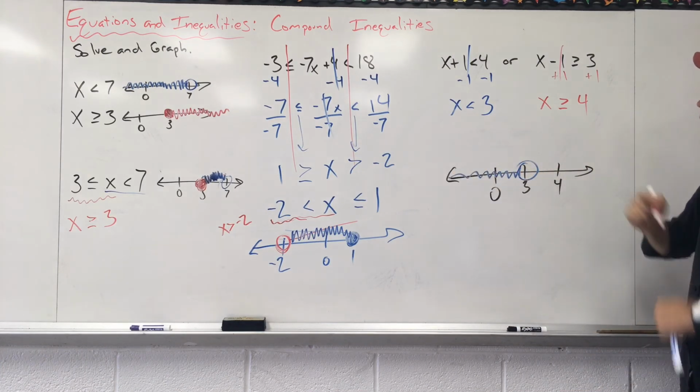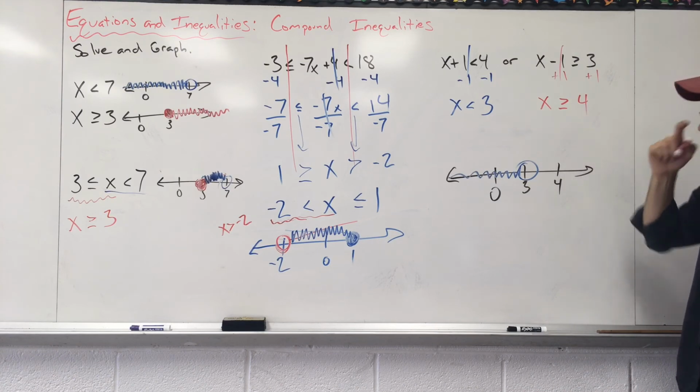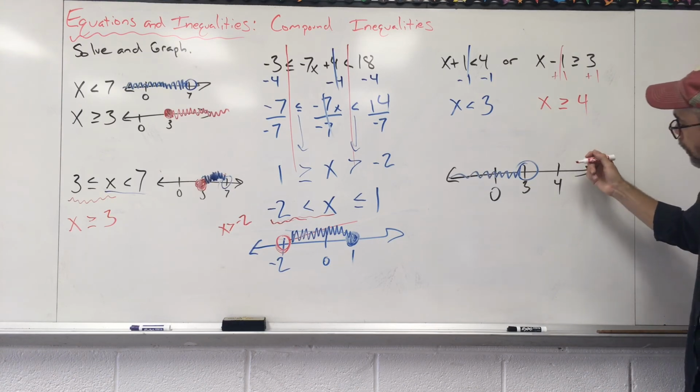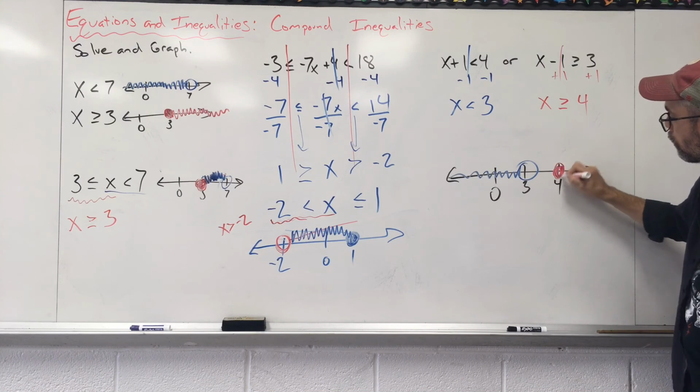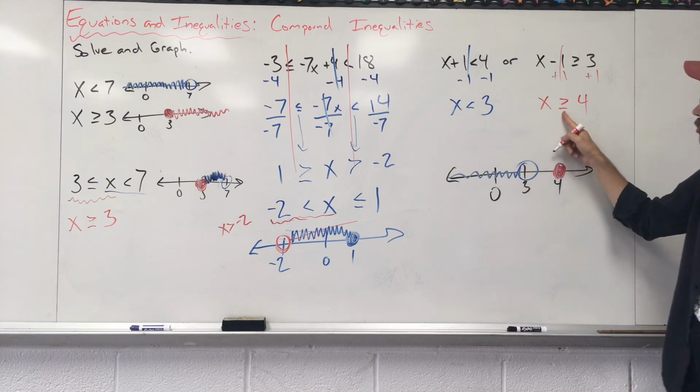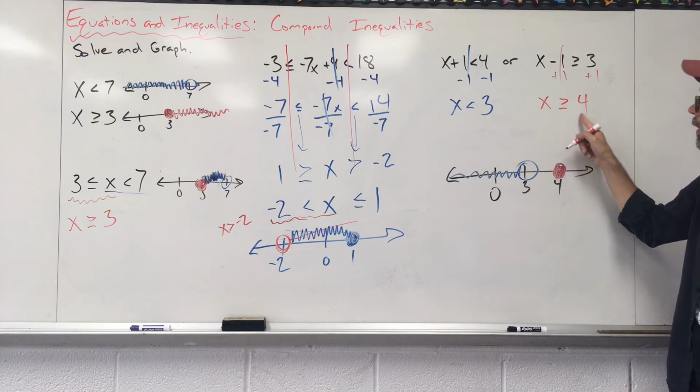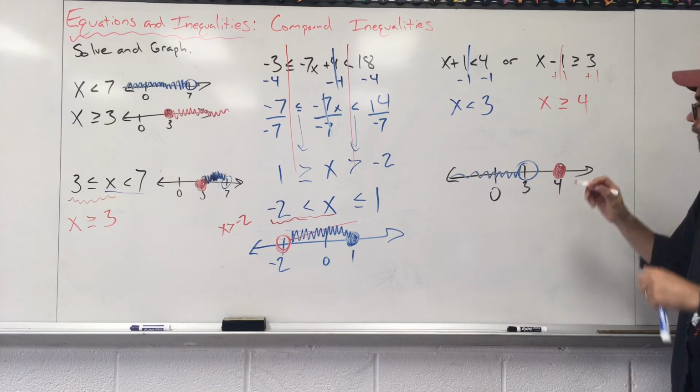In red, are we going to have open or closed circle? Well, there's an equal sign. Closed circle. X is greater than, x is larger than 4. Where do you have bigger numbers? Off to the right.